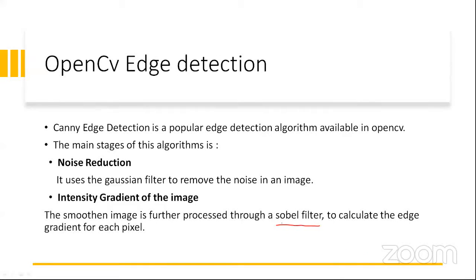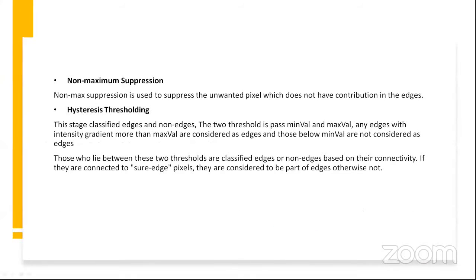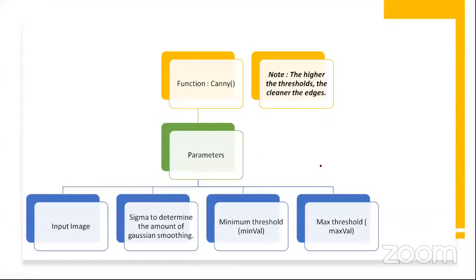Now we will move to non-max suppression. Non-max suppression is used to suppress the unwanted pixels which do not contribute to edges. This is very clear from the definition. And now we have hysteresis thresholding. In this stage, we classify which are edges and which are non-edges by giving the threshold.